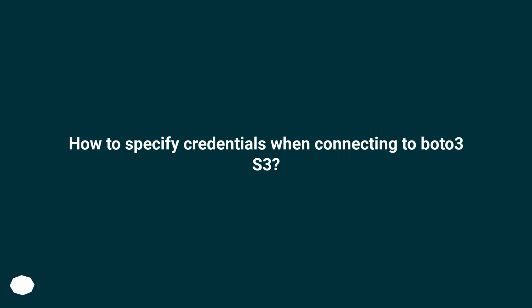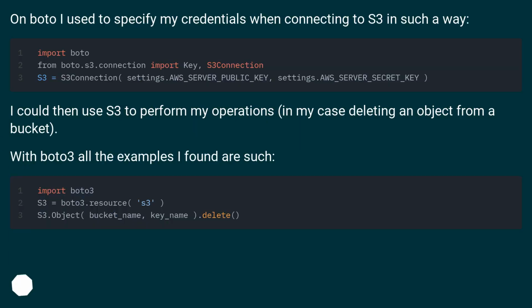How to specify credentials when connecting to boto3 S3. In Boto, I used to specify my credentials when connecting to S3 in such a way. I could then use S3 to perform my operations, in my case deleting an object from a bucket.